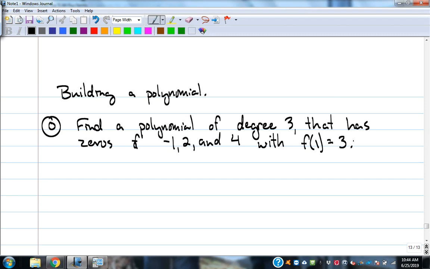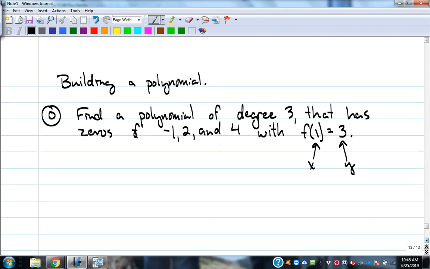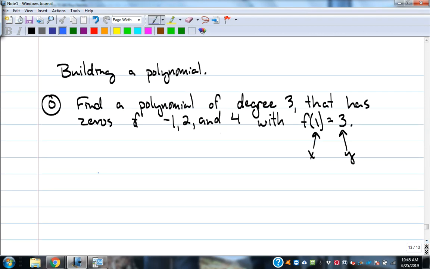And so a lot of information going on there. They tell you the zeros, and then they tell you another ordered pair out of that. So this is telling you x, and this is telling you a y value. That's what those are. Okay. So what we're going to do is take these zeros and build this polynomial, but we're going to put an a in there as the leading coefficient. We don't know what it is yet, but that's where that x and y is going to come into play.